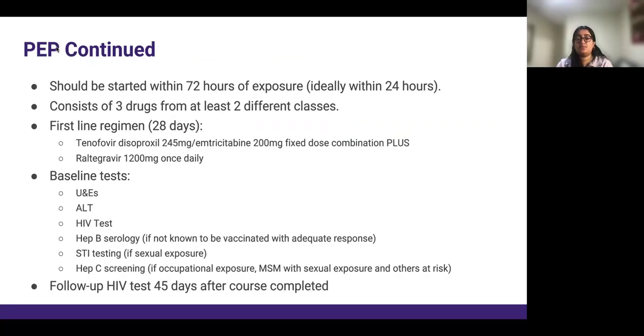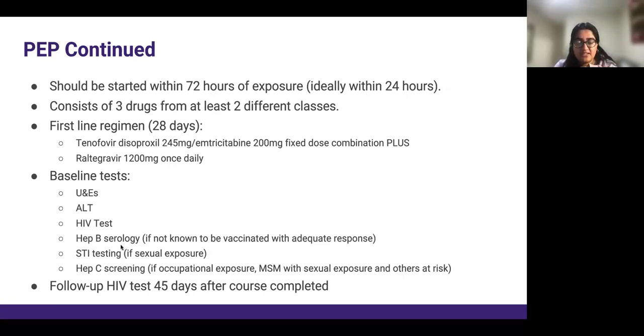So PEP can be started within 72 hours. That's the magic number to remember, ideally within the first 24 hours. It consists of 3 drugs, 2 from different classes, and it's given for 28 days. The first one is your Truvada, which is also given for PrEP. And then on top of that, you want to give Raltegravir, which is a different type of drug, which we'll cover in the next slide, I think.